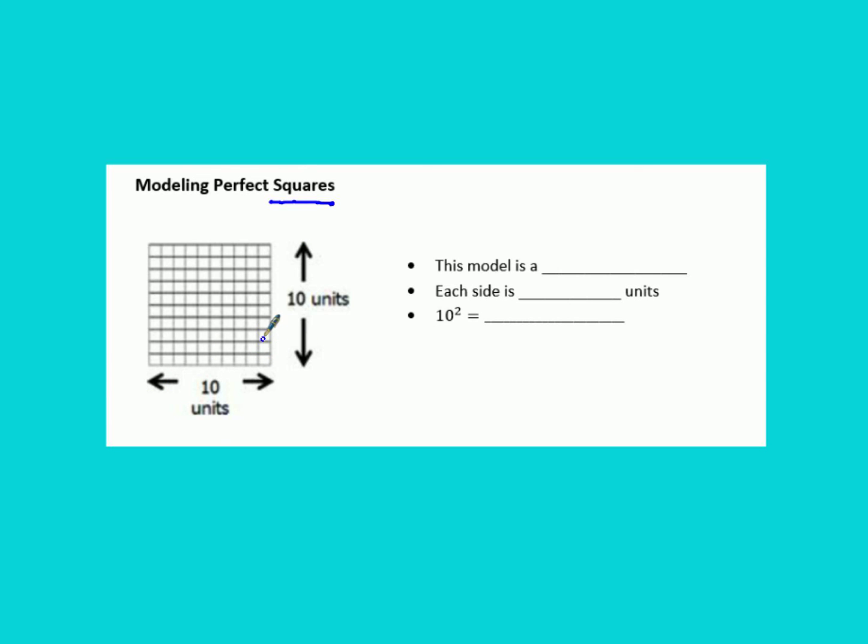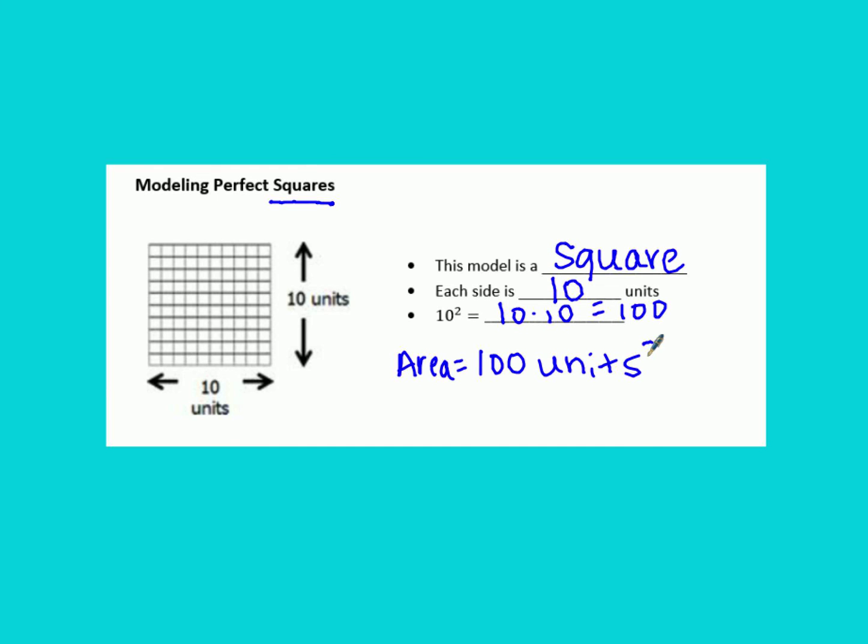So since there's 10 blocks along this side, multiplied by the 10 blocks along that side, in this entire square there's going to be 100 blocks because that's its area. So we can say this model is a square. We can see that and we can count the boxes to prove it. Each side is 10 units long, and we know that 10 squared is 10 times 10, or we could rewrite that as 100. So this whole area here, we could say area equals 100 units squared. So we can talk about that area of this square.